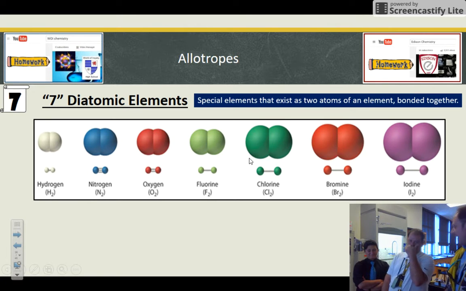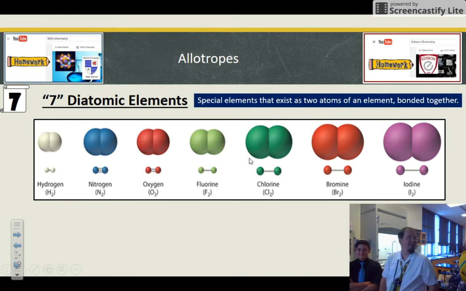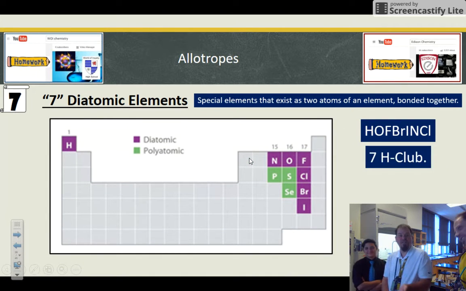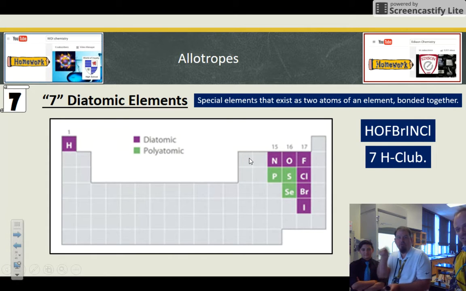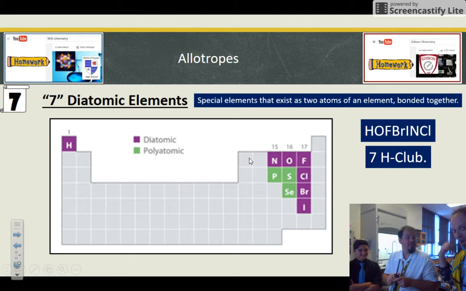How do I remember them? I remember them with the Hofbrinkel: hydrogen, oxygen, fluorine, bromine, iodine, chlorine, nitrogen. Hofbrinkel. Don't forget the end. Or you can remember the 7H club. Remember, at element 7, I make the number 7. Add in hydrogen, and then you get the 7H club.